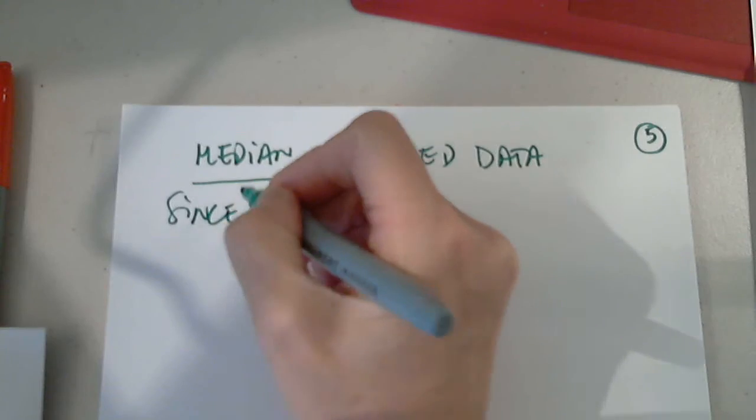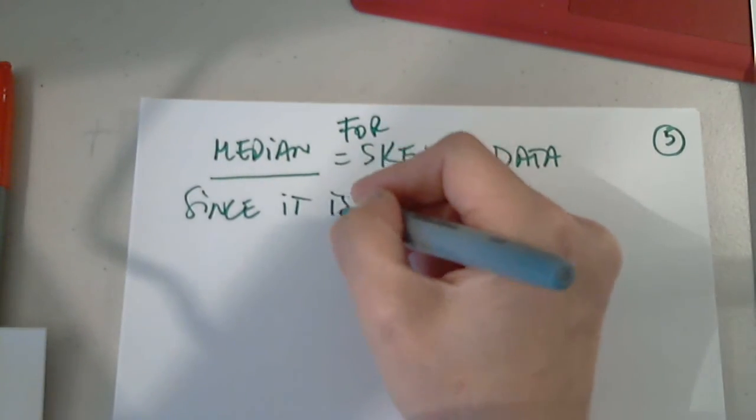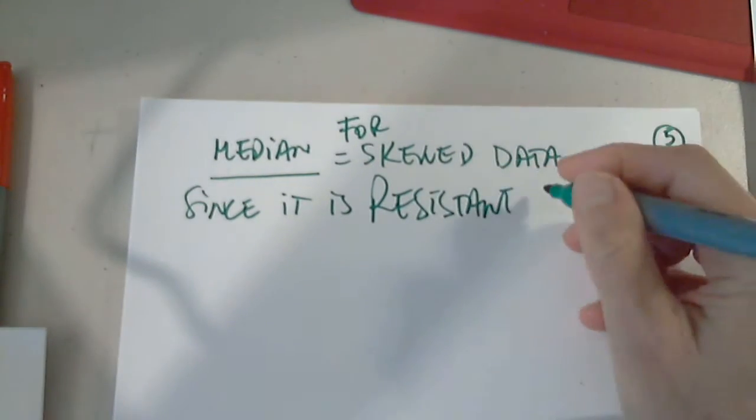Since, so for skewed data, since it is resistant, I like to call them resilient.